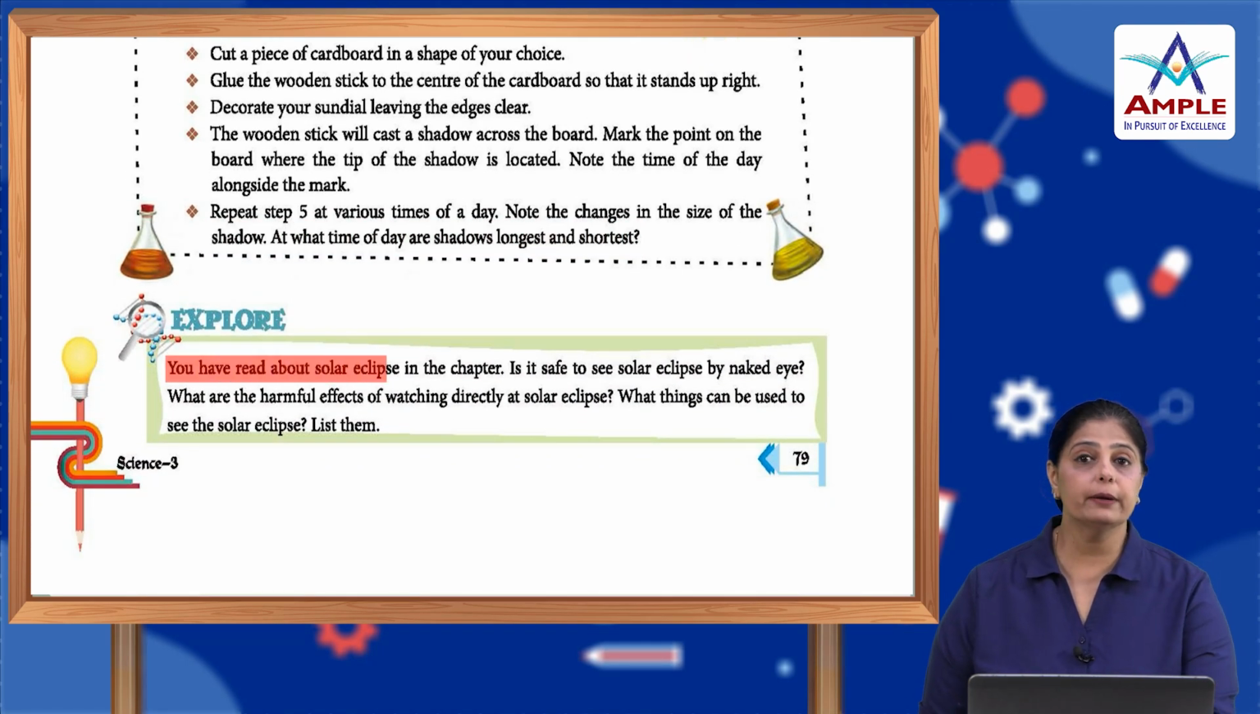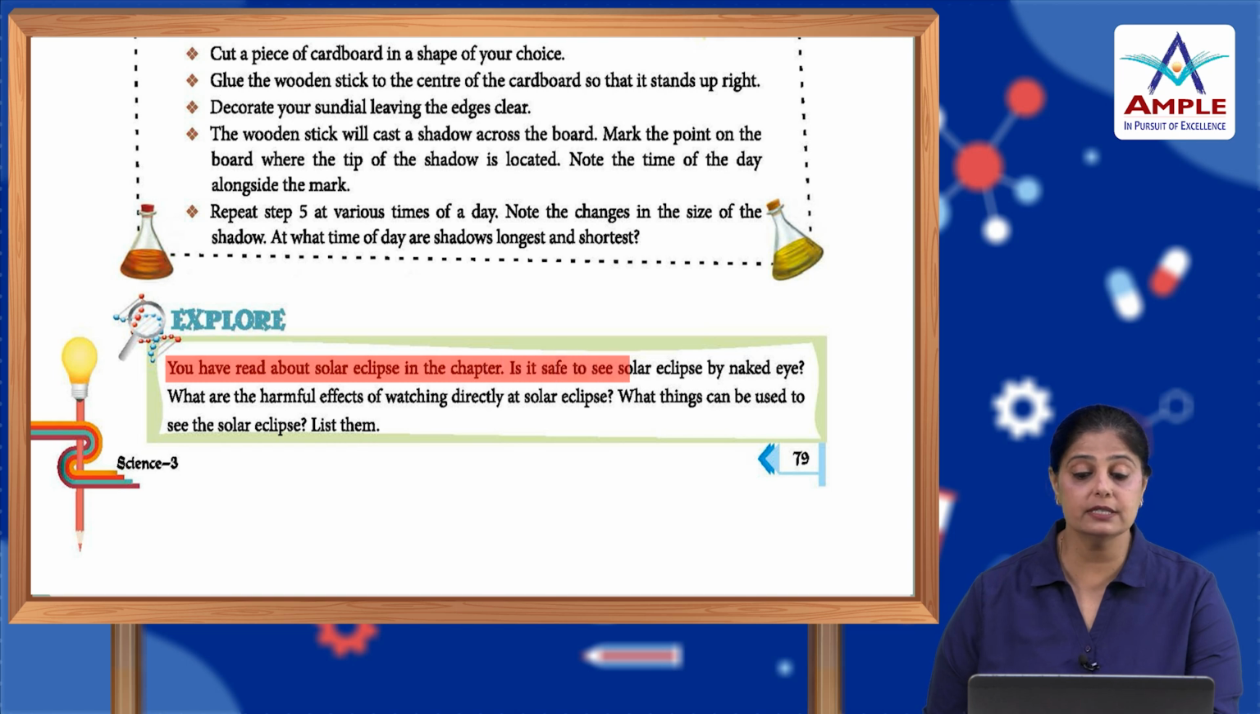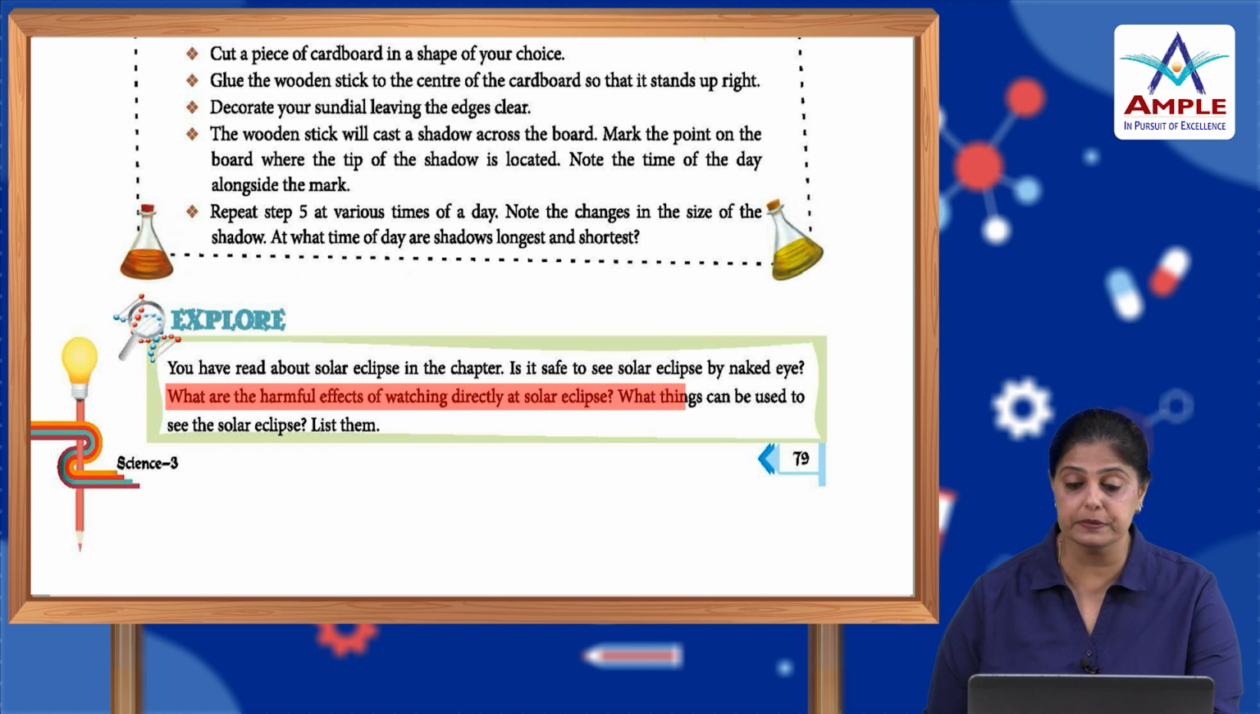Now, you have read about solar eclipse in the chapter. Is it safe to see a solar eclipse with the naked eye? What are the harmful effects of watching directly at a solar eclipse? What things can be used to see a solar eclipse? List them. Because the rays of the sun are really very strong, we cannot look at it with naked eyes during the solar eclipse.